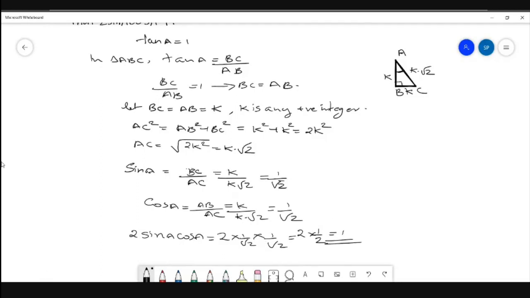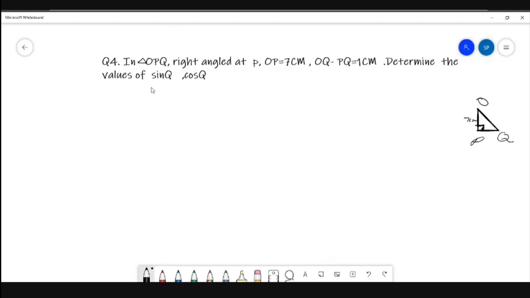Okay, verified. Now in the fourth question, in triangle OPQ, right angled at P, OP equal to 7 centimeter, OQ minus PQ equal to 1 centimeter. Determine the values of sine Q and cos Q. Now what is given here? OP equal to 7 centimeter, and also OQ minus PQ equal to 1. If you get the three sides of a triangle, only then you will be able to find out the ratios. Only one of the sides and the difference of the other two sides is given.